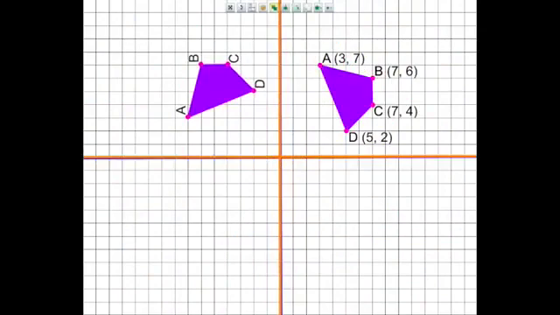Okay. Now, while I'm here, I'm going to go ahead and plot these points, and I'm going to identify them for you. If we're going to use proper terminology, this is considered our pre-image. Okay? This is now our image. And again, this is 90 degrees counterclockwise.